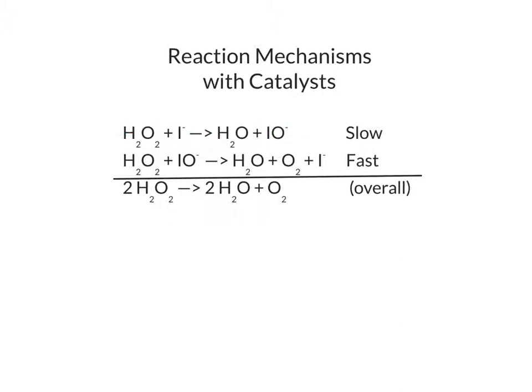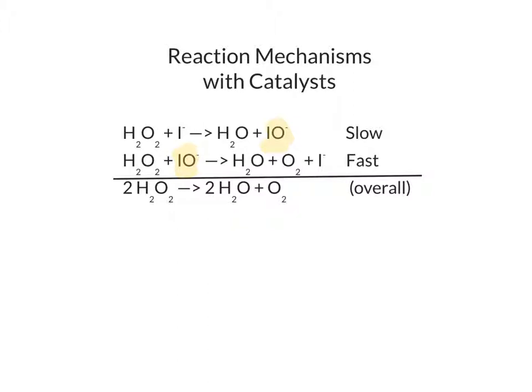In a second reaction, another molecule of hydrogen peroxide bumps into the iodate and forms another molecule of water, the oxygen gas, and regenerates the I-. In this reaction mechanism, there are a couple of interesting things. First of all, we can see that the iodate is formed and then used up in a subsequent reaction.